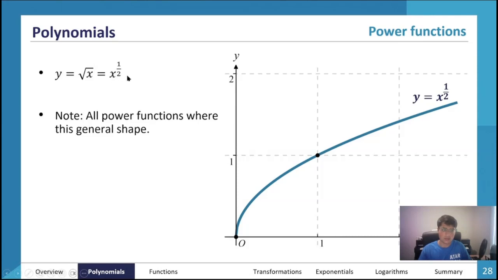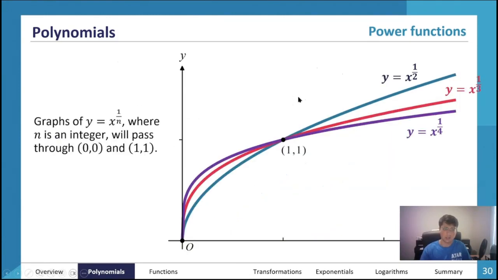That's the same thing with x to the half actually as well. With this 2 here, if it's any even number, it's going to have this general shape where it's not going to have any negative branch. It's just going to start at the origin and go up and then peter out over time.